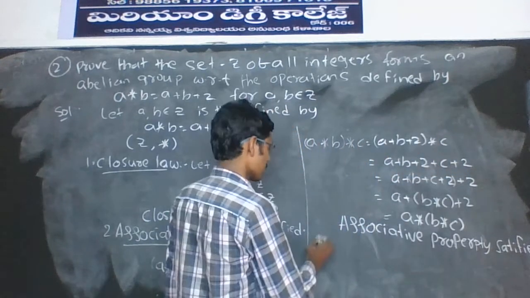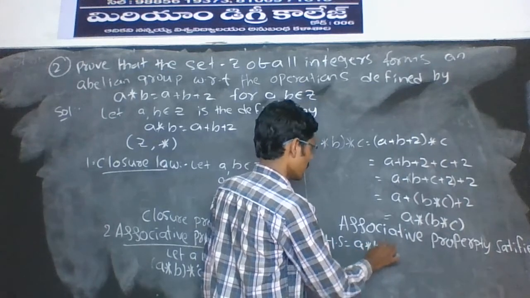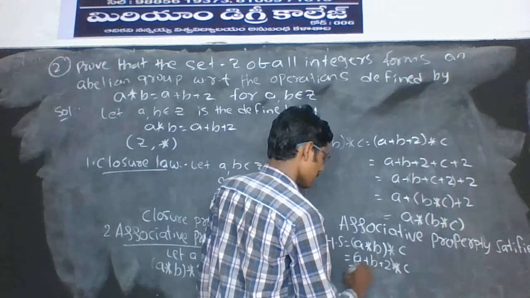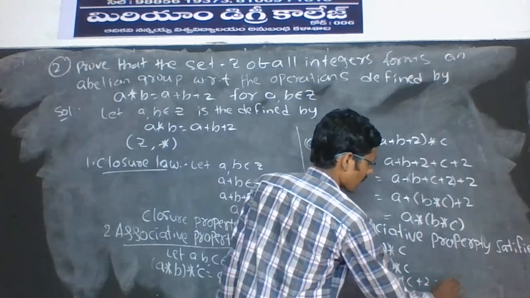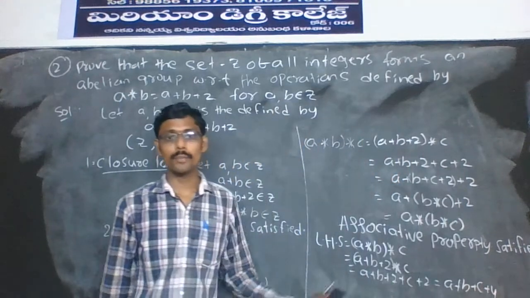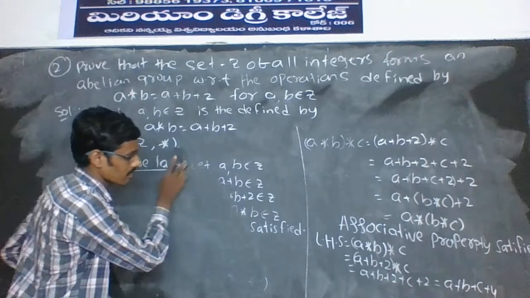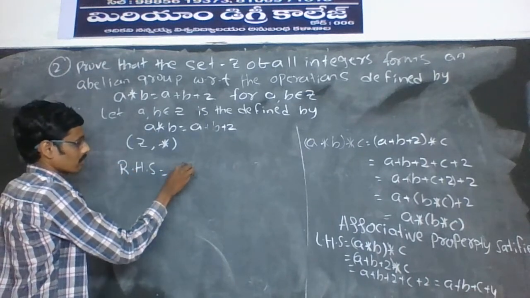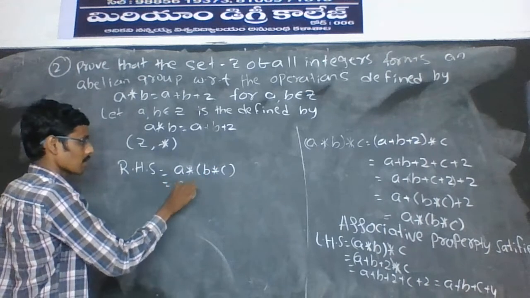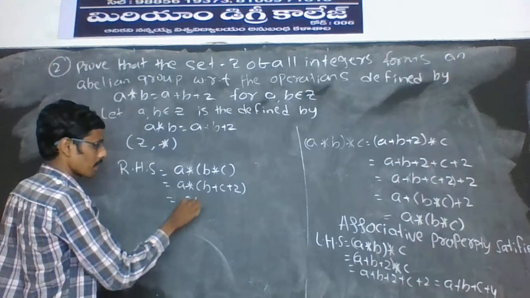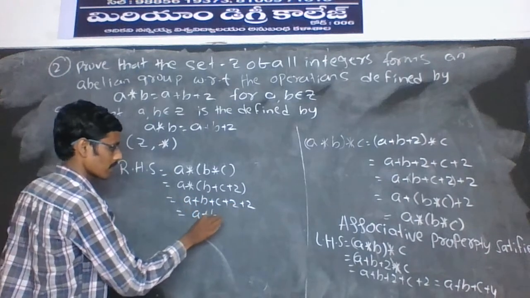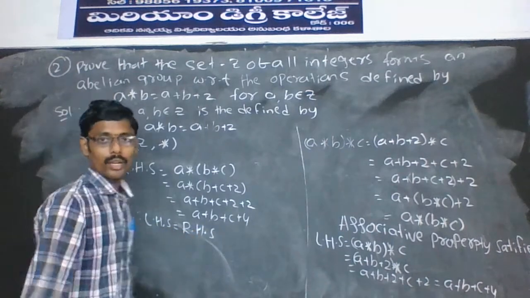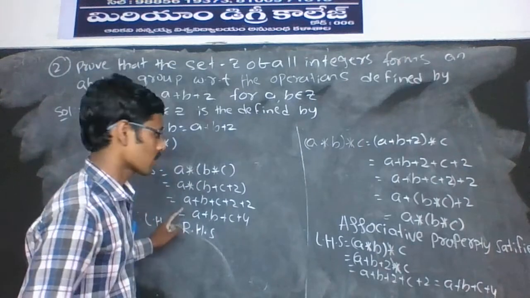Another method of associative property: LHS is equal to RHS. LHS is equal to a star b star c. a star b is written as a plus b plus 2, star c. That implies a plus b plus 2 plus c plus 2, which implies a plus b plus c plus 4. RHS is equal to a star b star c. b star c is written as b plus c plus 2, so it is a plus b plus c plus 2 plus 2, which implies a plus b plus c plus 4. Therefore, LHS is equal to RHS. This is called associative property satisfied.